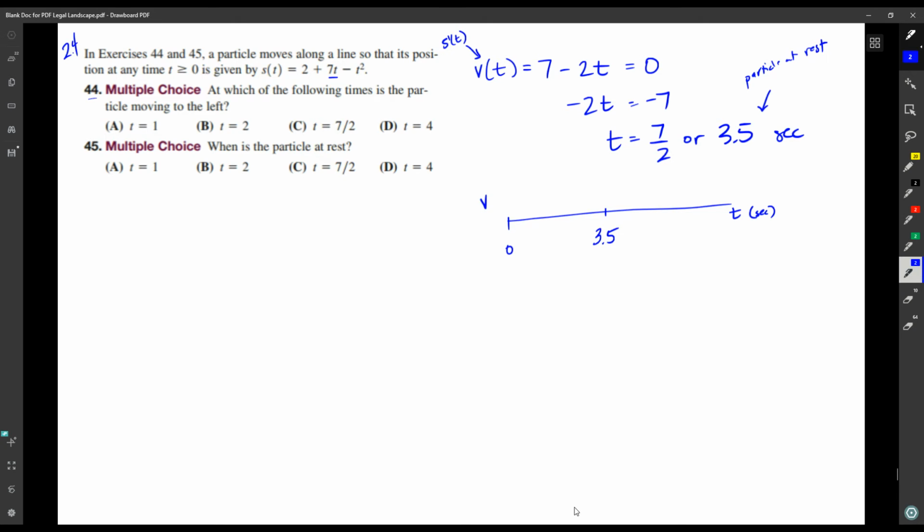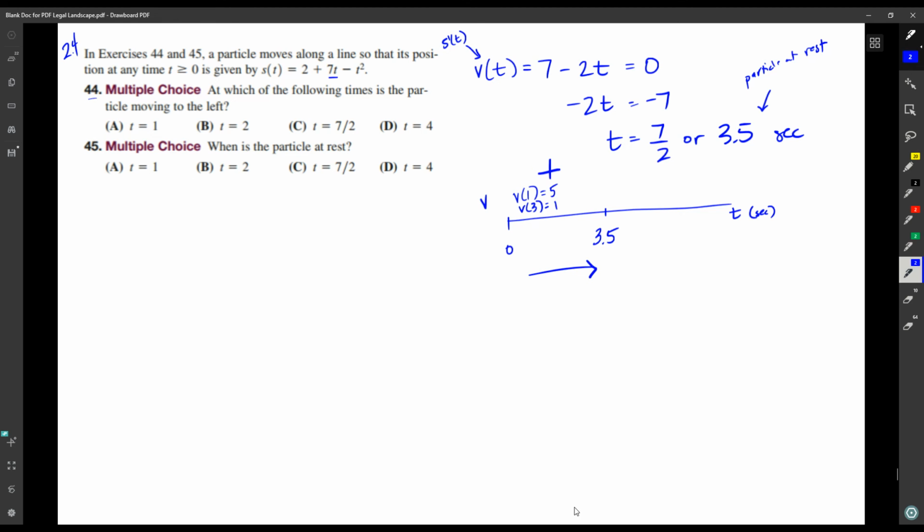So between second 0 and second 3.5, I know that second 1 lives inside. So what is v of 1? Well, the velocity in this case is going to be 7 minus 2 times 1, or 7 minus 2, which is 5. That's positive. Let's try another one just to make sure. How about v of 3? V of 3 would be 7 minus 2 times 3, or 7 minus 6, which is 1. That's positive still. So the velocity between 0 and 3.5 is positive, meaning that the particle is moving to the right in this interval.